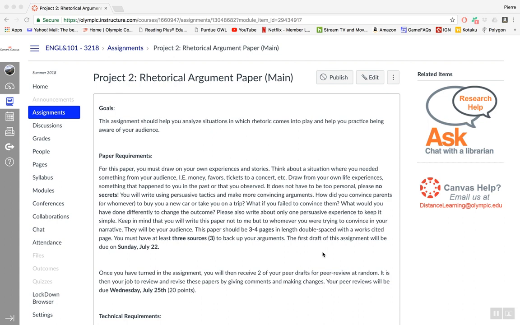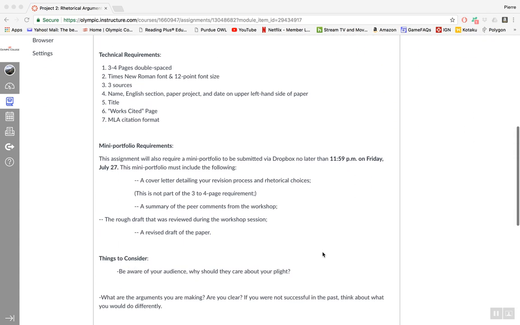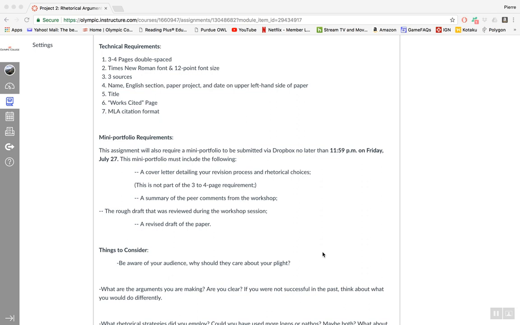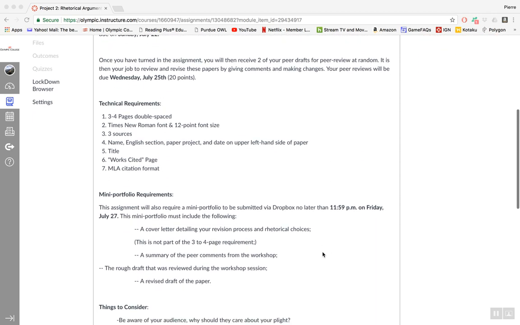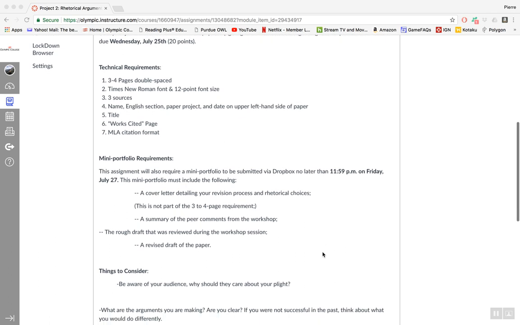Technical requirements: 3 to 4 pages, double space, Times New Roman font, 12-point font size, 3 sources: the name, English section, paper, project, and date on the upper left-hand side, title, works cited page, and MLA format, of course, as we've been practicing so far. And of course, this will also require peer reviews, just like before. It'll work exactly the same way.